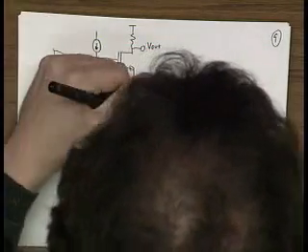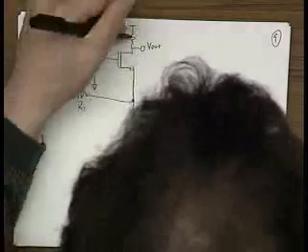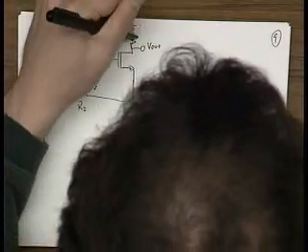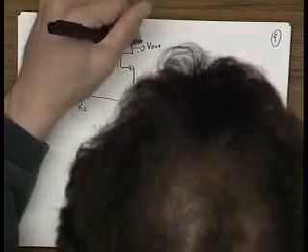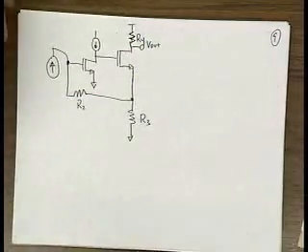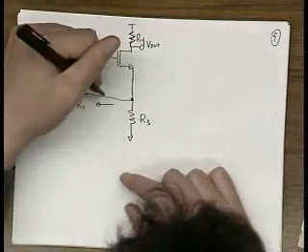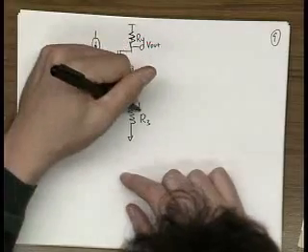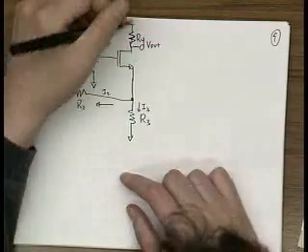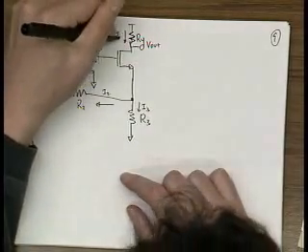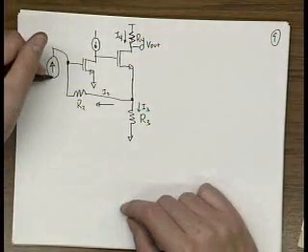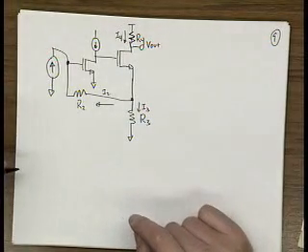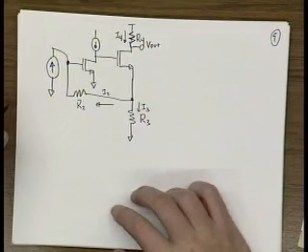So R2, R3, R4. I don't have an R1 there. Don't worry about why. So let's call this I2, I3, I4. Okay. So now let's look at this.